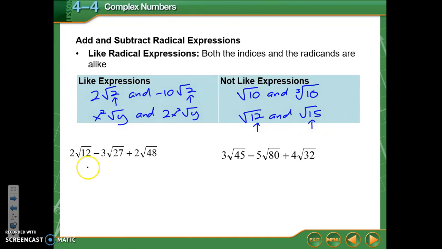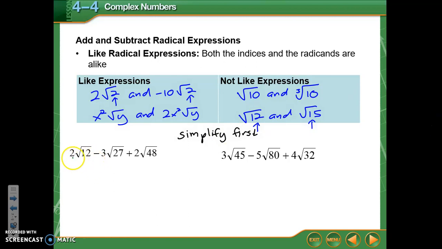So when we look at these examples here, it looks like I can't do any adding and subtracting. But before I add and subtract, I always have to simplify. Simplify first, before I decide if I can add and subtract. So walk with me through these problems.